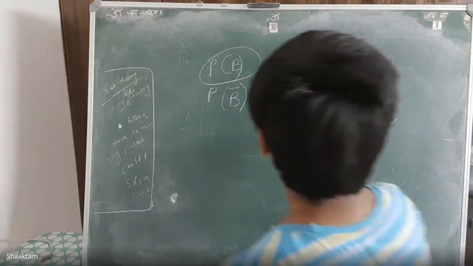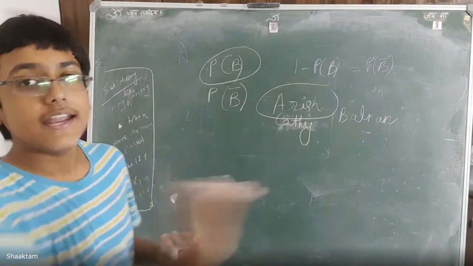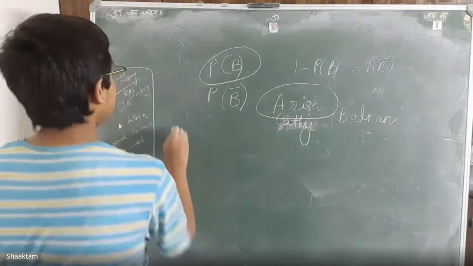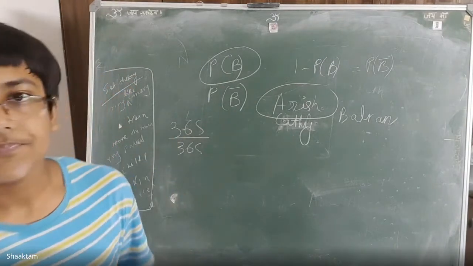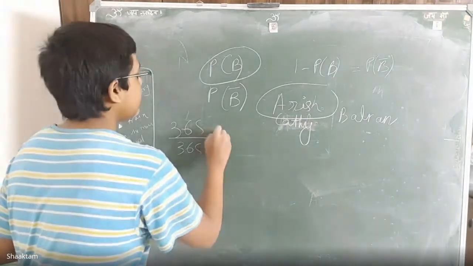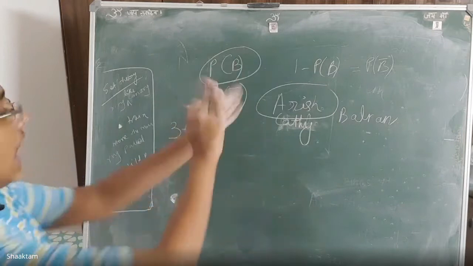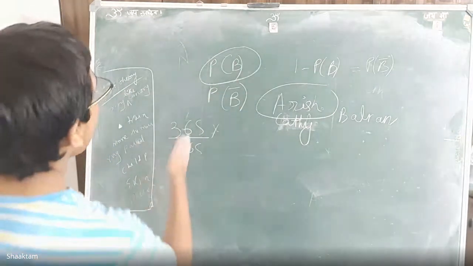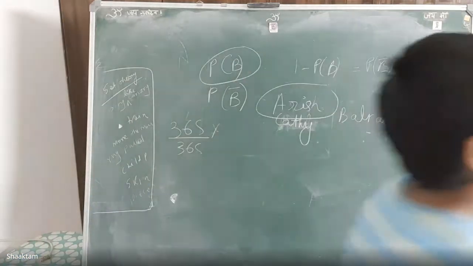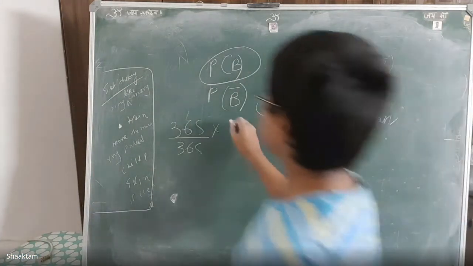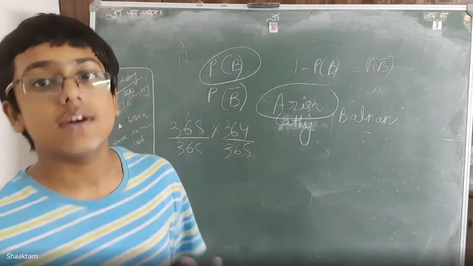Back to the question. Let's consider Arish first. Now, Arish can take any day. That means the probability of him having any birthday is 365 by 365. But since they have to have distinct birthdays, Balram has to have a distinct birthday from Arish, so he cannot have it on the same day as Arish. We cannot write 365 by 365 again. Rather, we'll write 364 by 365 because now there's a day less for us to consider.